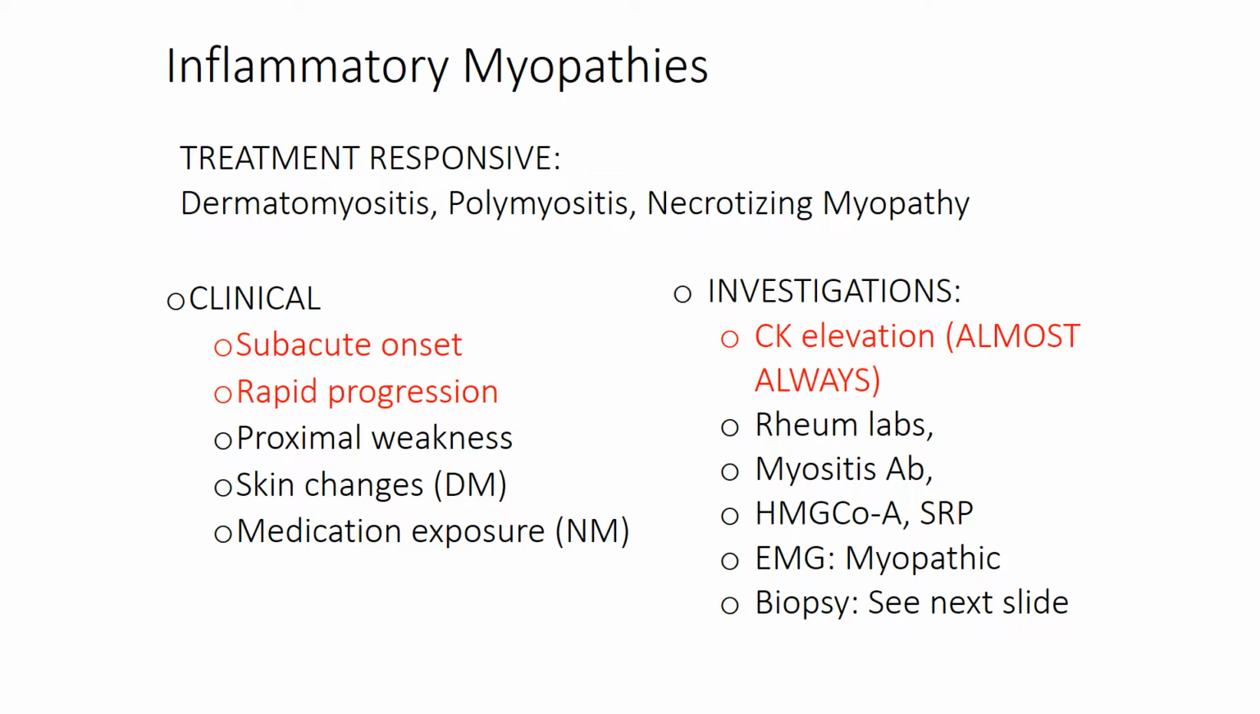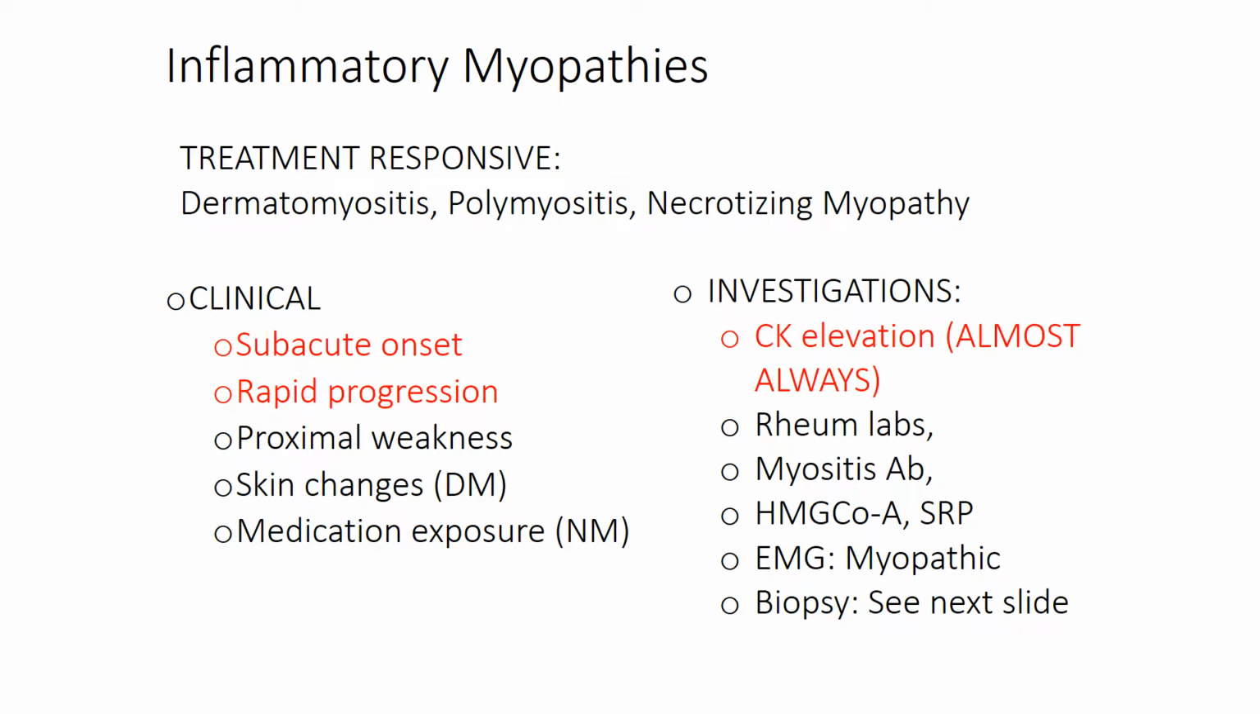On investigation, you almost always find a CK elevation, with the exception being maybe dermatomyositis, in which there's predominant skin disease. But if I don't see a CK elevation, I'm often suspicious that we're not on the right track. I'm not going to get into the laboratory assessments here. The EMG is typically myopathic. However, we have seen patients where we're fairly convinced they have an inflammatory myopathy, and we didn't see much on EMG.